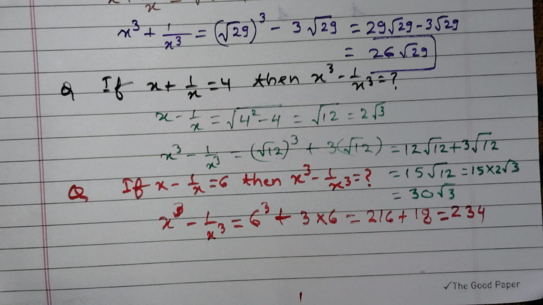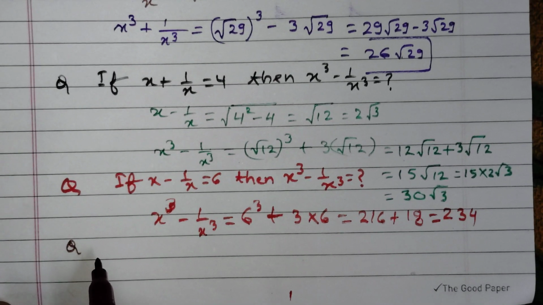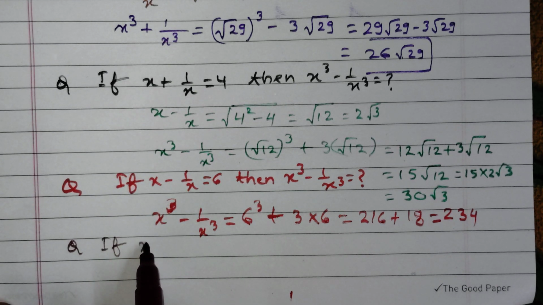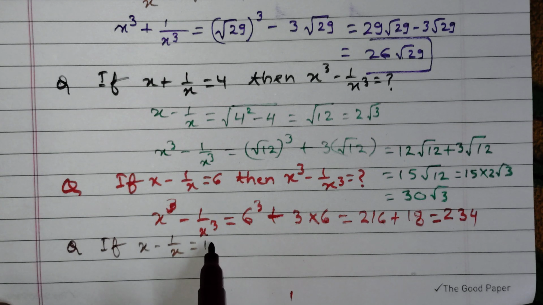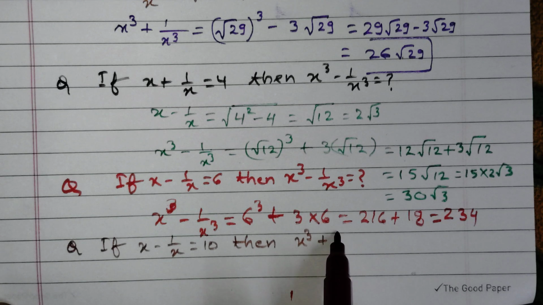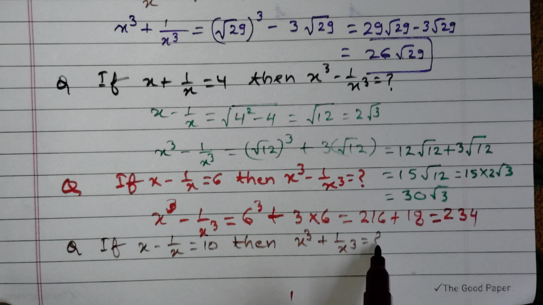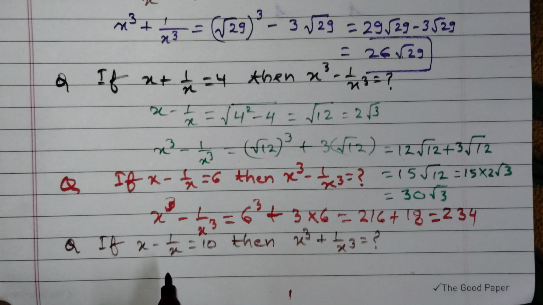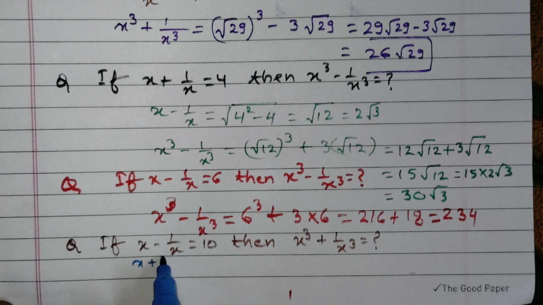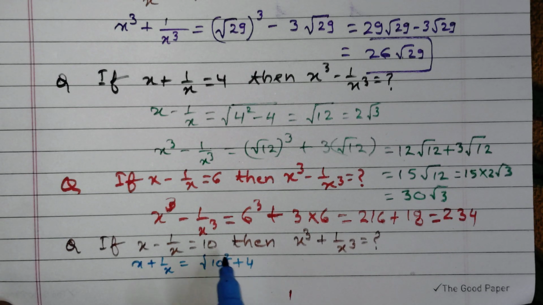The next question we are considering is, if x minus 1 upon x equal to 10, then x cube plus 1 upon x cube we have to find out. So in this case, first we find x plus 1 upon x value. So x plus 1 upon x, its value is square root of 10 square plus 4. So 10 square is 100 plus 4, 104.